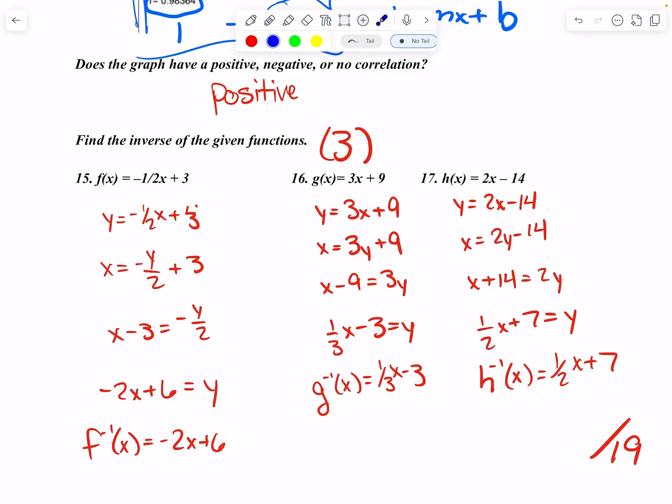Same thing on 16, we wrote y equals, we flip the x and the y, we re-isolate. So that's subtracting the 9 to the other side, dividing everything by 3 looks like this, and then rewriting it in inverse function notation. Same thing, y equals, flip the x and the y, add the 14 to the other side in this step, divide everything by 2 in this step, and we're done.